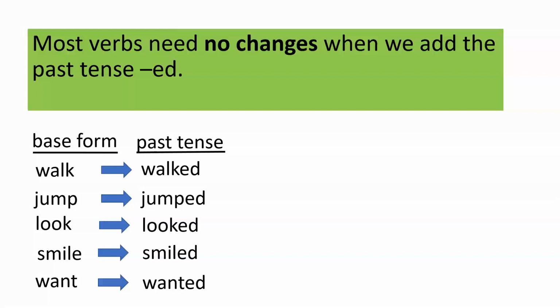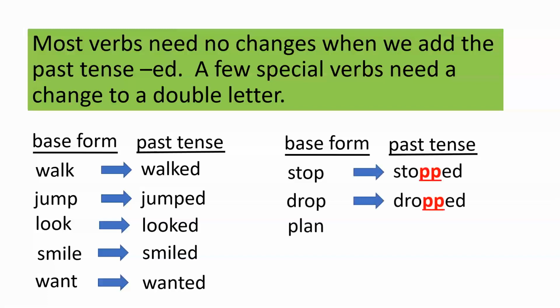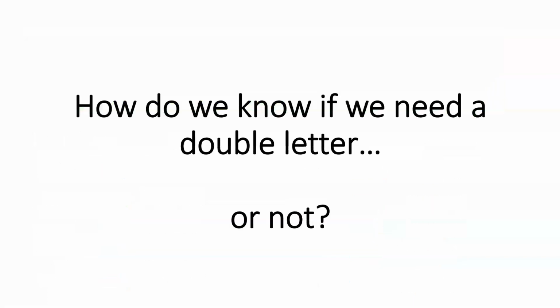And most verbs act this way, but a few special verbs need a change to a double letter. So for example, the word stop changes to stopped with a double P, and drop changes to dropped with a double P. Plan gets a double N to make planned. Hug turns into hugged with a double G, and then beg turns into begged. So for a lot of people, this opens up the question, how do we know if we need a double letter or not? Well, let's talk about it.